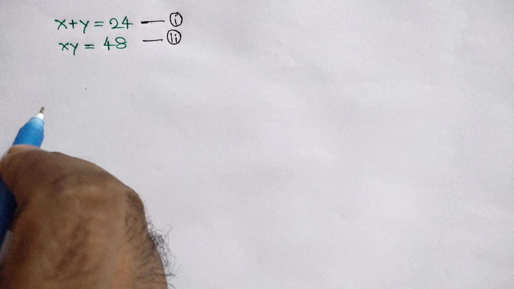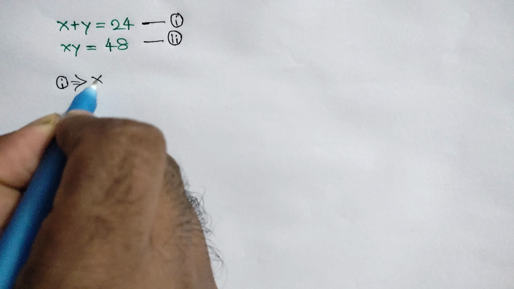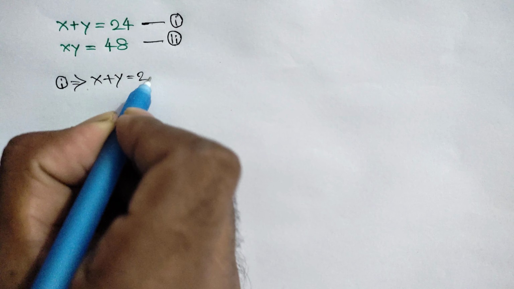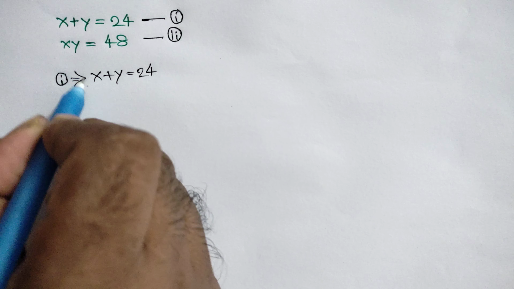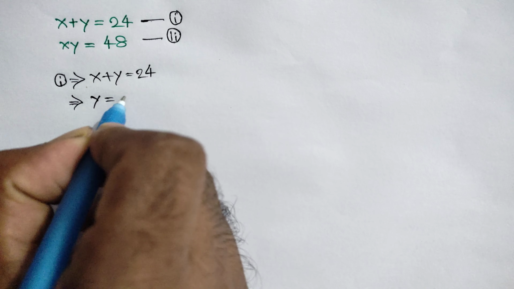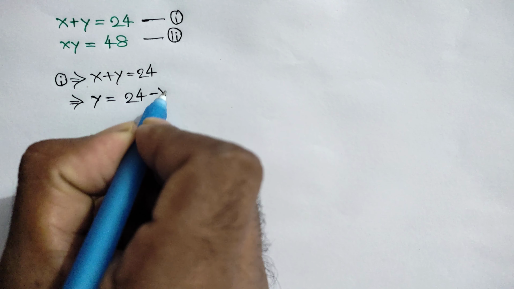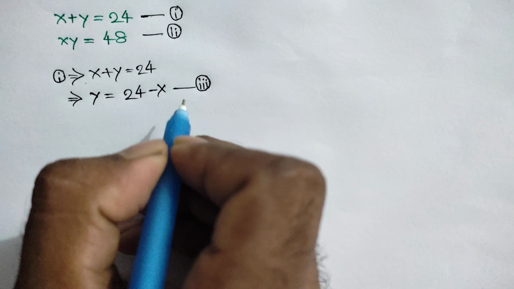Now from equation number 1 we will have x plus y is equal to 24, or taking this positive x to the right side we will get the value of y is equal to 24 minus x, and it is called equation number 3.